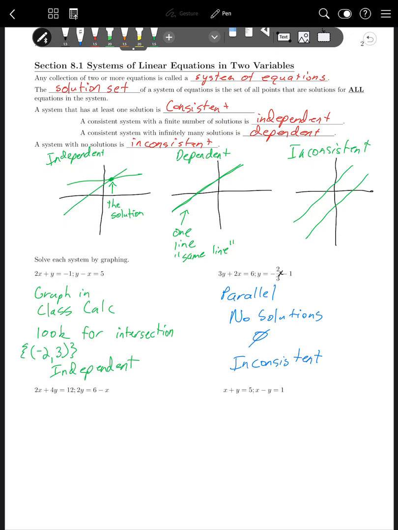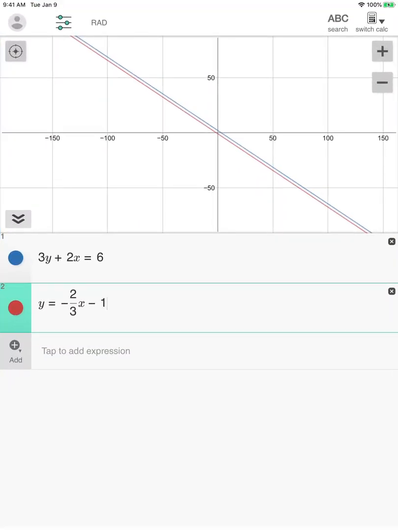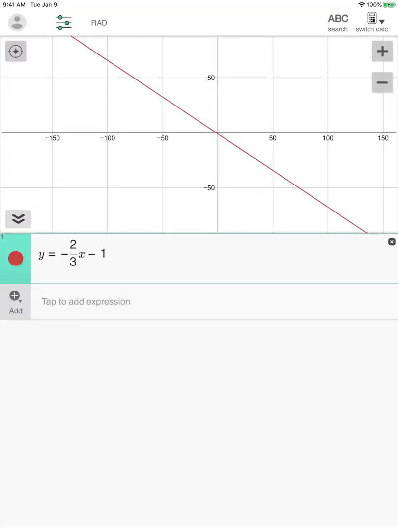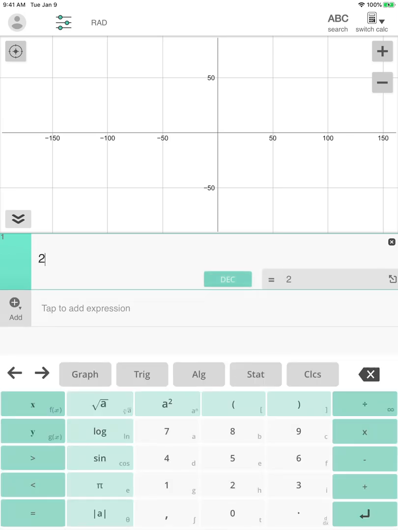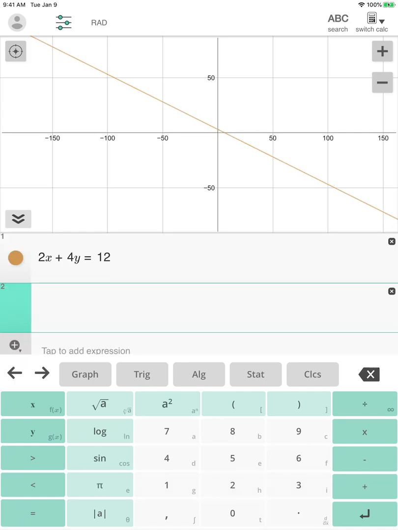Okay, so now that you've tried those on your own, we'll go ahead and do them together. So if I graph the first pair, 2x plus 4y equals 12, and 2y equals 6 minus x.